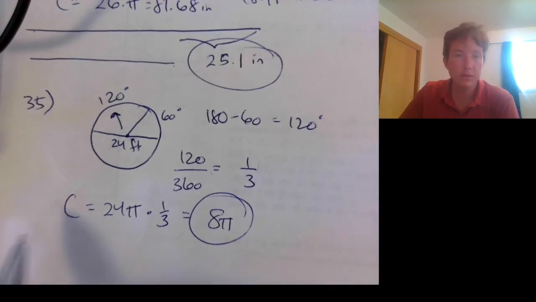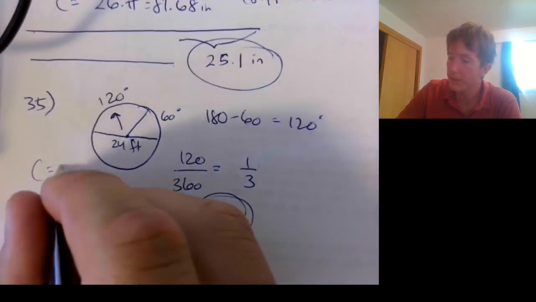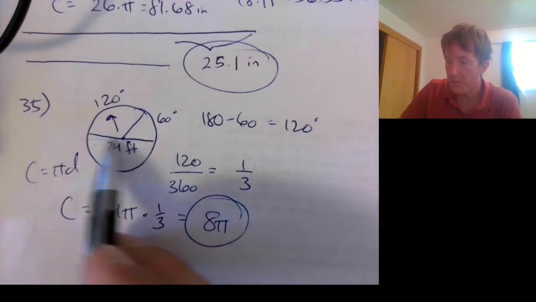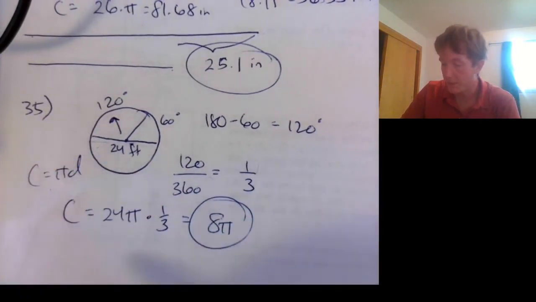Okay, so if you're a little confused about this equation, how I got this circumference, again, this is circumference equals pi d. Since I'm given diameter, it's 24 feet across, I can use this equation.